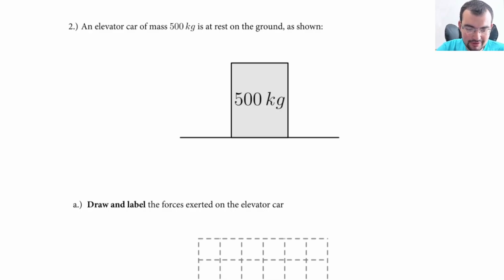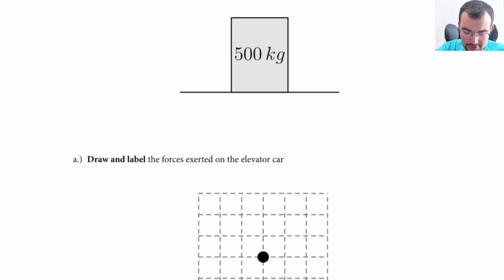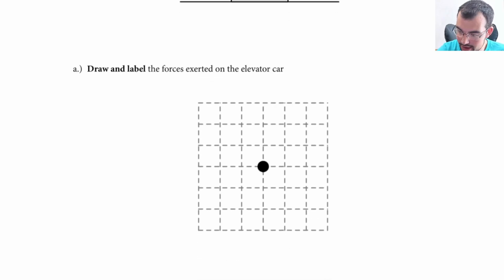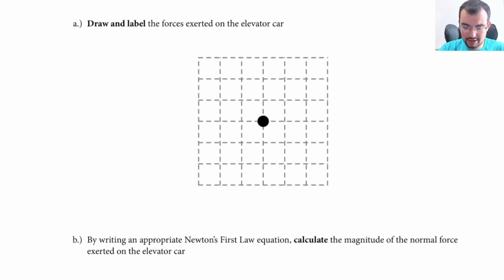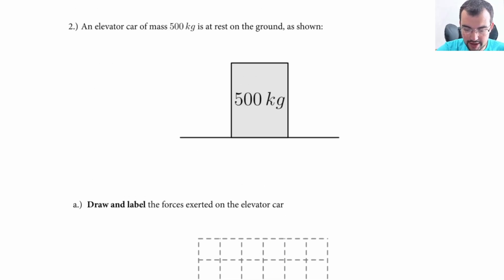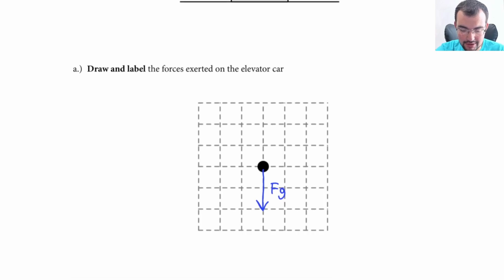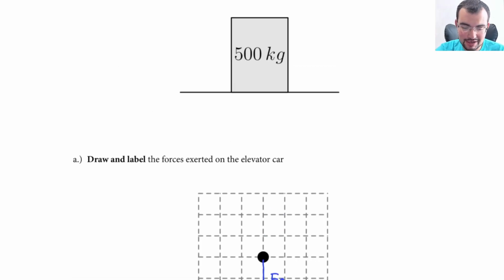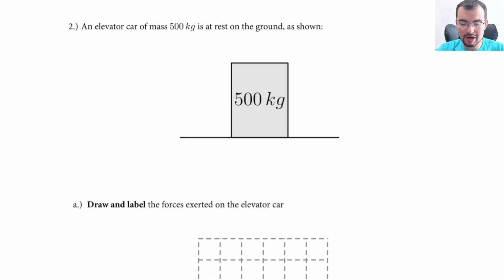An elevator car of mass 500 kilograms is at rest on the ground as shown. Draw and label the forces exerted on the elevator car. Well, this elevator car is on Earth, so there's absolutely a gravitational force exerted on the car. But now, oh no, my elevator car is accelerating towards the center of the Earth faster and faster. That means I need another force. So where could that force come from?